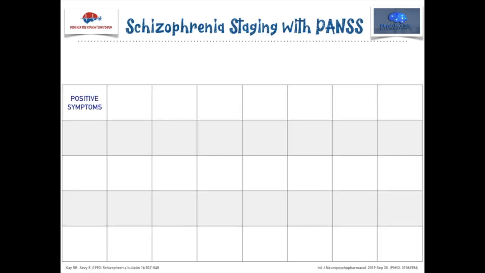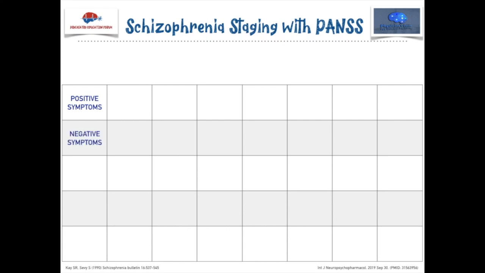There were 5 symptoms here. The first one is the positive symptoms, and I will briefly name what positive symptoms they were looking at. Positive symptoms apply to delusional thoughts, hallucinatory behaviors, grandiosity, lack of judgment and insight, and unusual thought content.